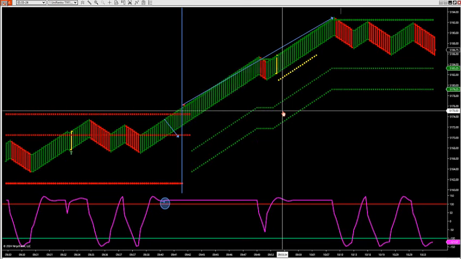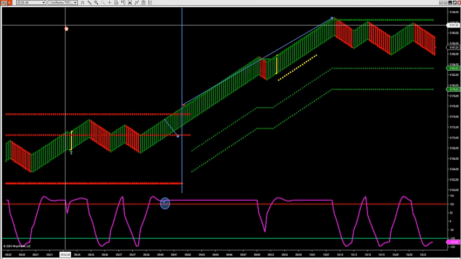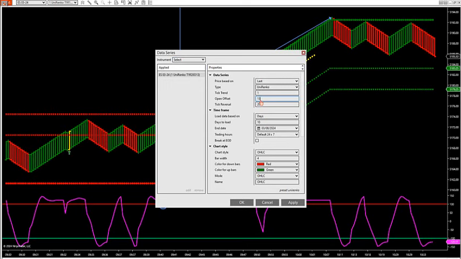So you can use what's called macro to micro. You can use the larger Renko size to fire in the smaller Renko size also. So let's look at other markets. Let's go back to the 120/20 to make sure you guys understand this.